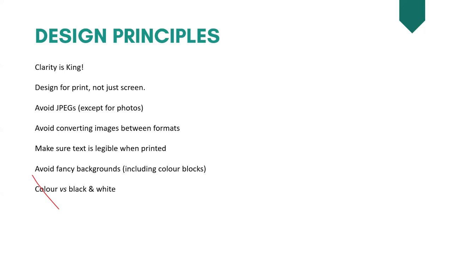If we're doing a table or something, we want to be able to create it as a table in the software we're using. We want to avoid converting images between formats because that gives us a little bit of deterioration. When you're printing, make sure your text is legible.